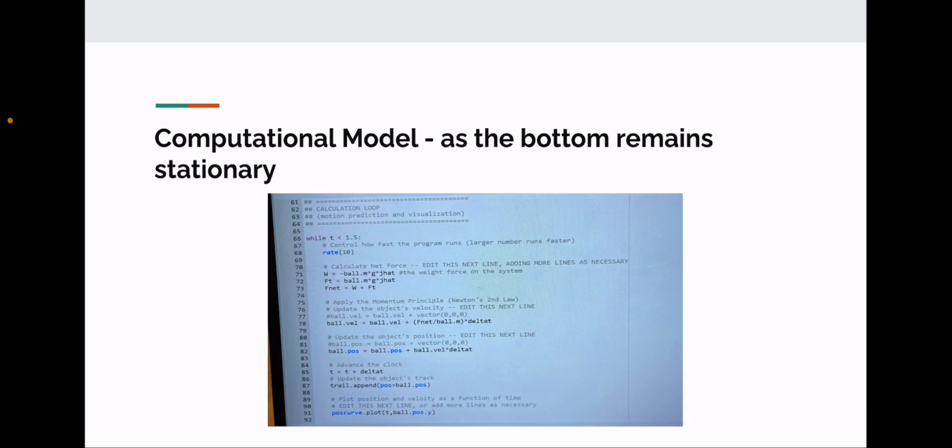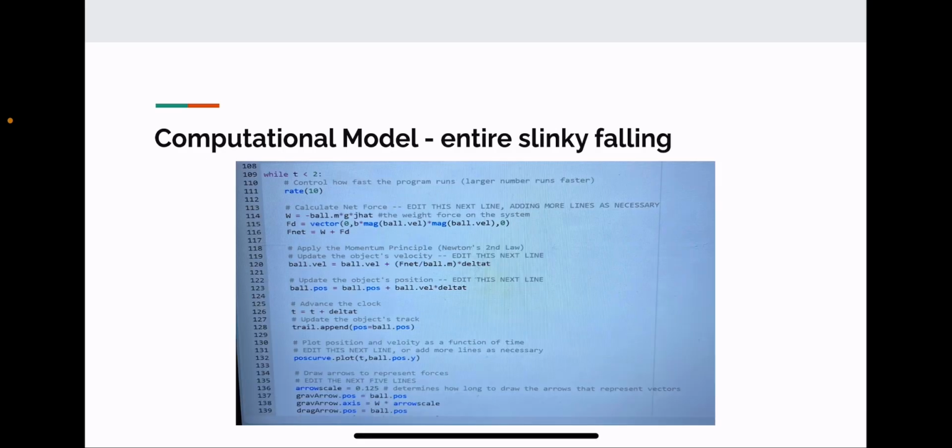The bottom of the Slinky remains stationary because the total net forces acting on it are equal to 0. The force of gravity pulls down on the bottom, but the force of tension from the top of the Slinky counteracts it because it pulls up. The next calculation loop tracks the motion of the Slinky as the two ends are together. The force of gravity is greater than the drag force, so the Slinky falls straight down.